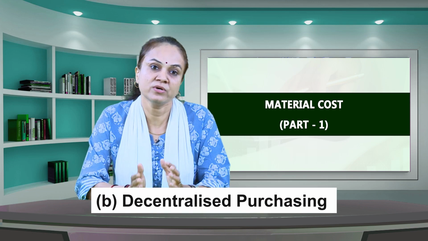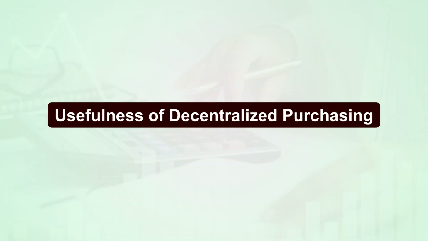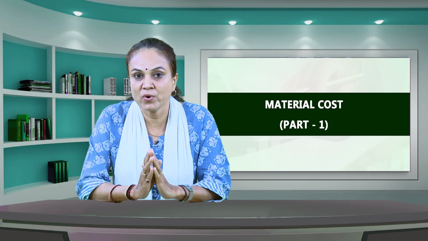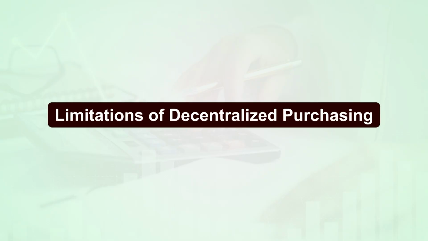Let's discuss decentralized purchasing. In decentralized purchasing, each department is authorized to make its own purchases. Let's discuss usefulness of decentralized purchasing. Number 1 is less investment. Second, right quality and quantum. Third, quick process. Fourth, easy replacement. Fifth, better relation with local suppliers. Sixth, smooth functioning. Now, let's understand limitations of decentralized purchasing.